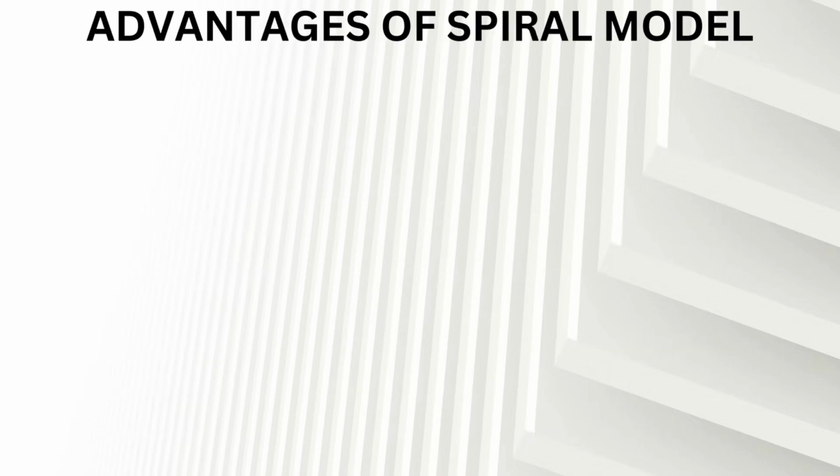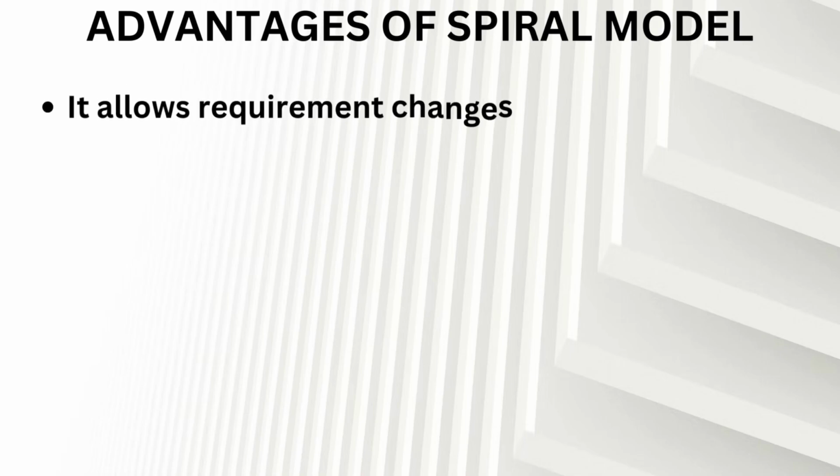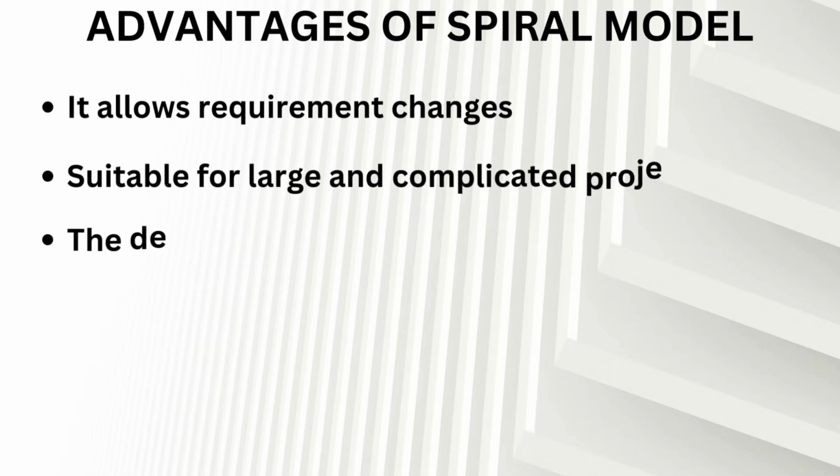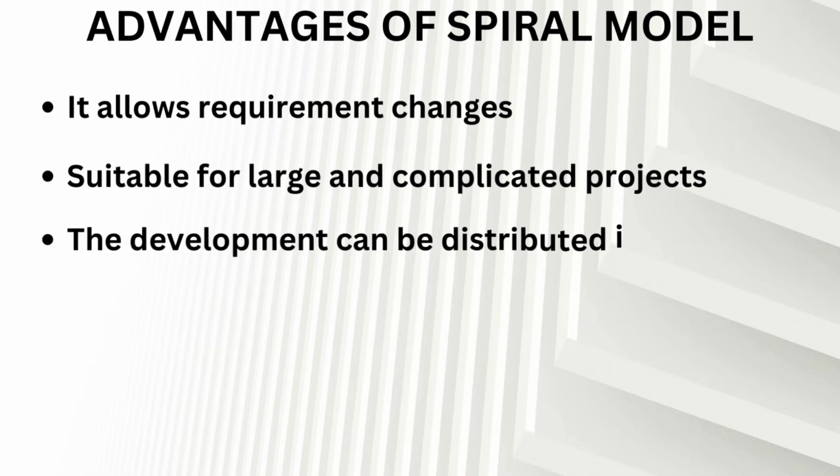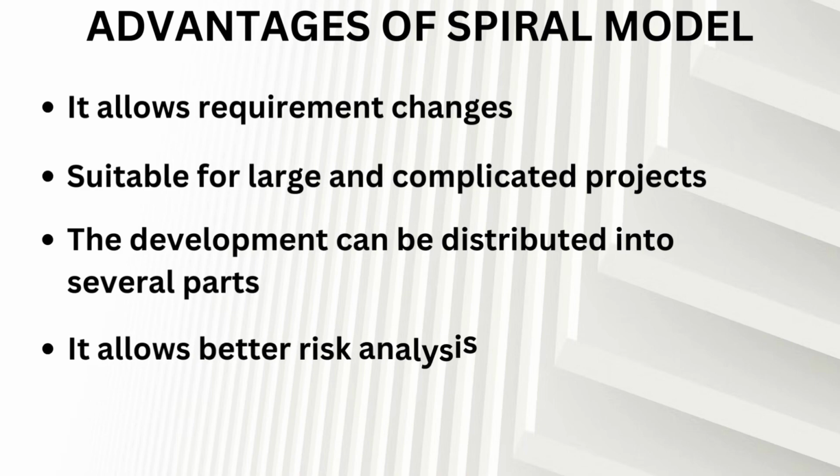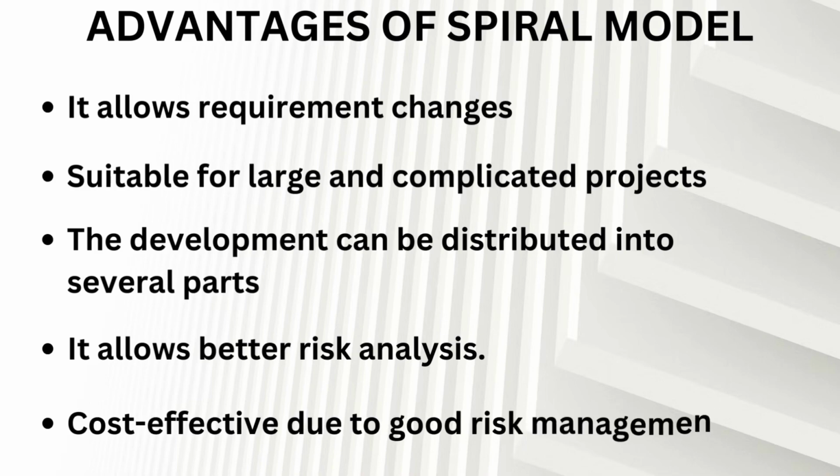Now, let's explore the advantages of the spiral model. The first advantage is that it allows requirement changes. It is also suitable for large and complicated projects, as the development can be distributed into smaller parts, essentially dividing the big project into smaller, manageable modules. Another benefit is that it allows for better risk analysis, improving with every cycle. This model proves to be cost-effective due to effective risk management, allowing for easy risk mitigation and cost savings.